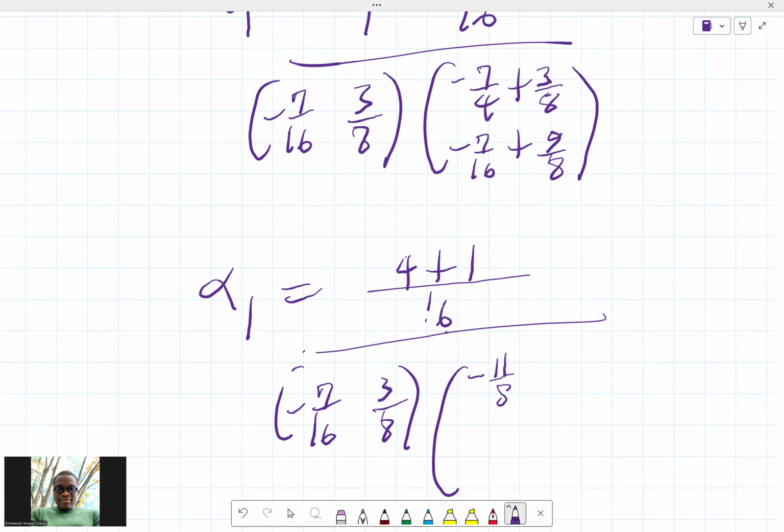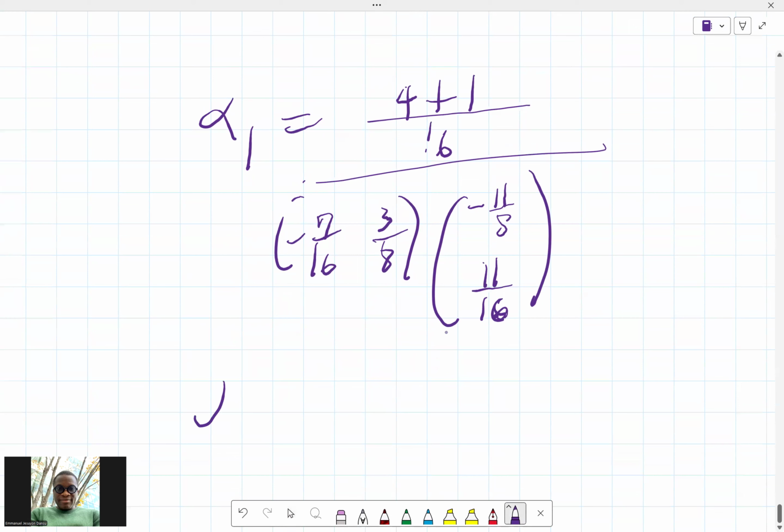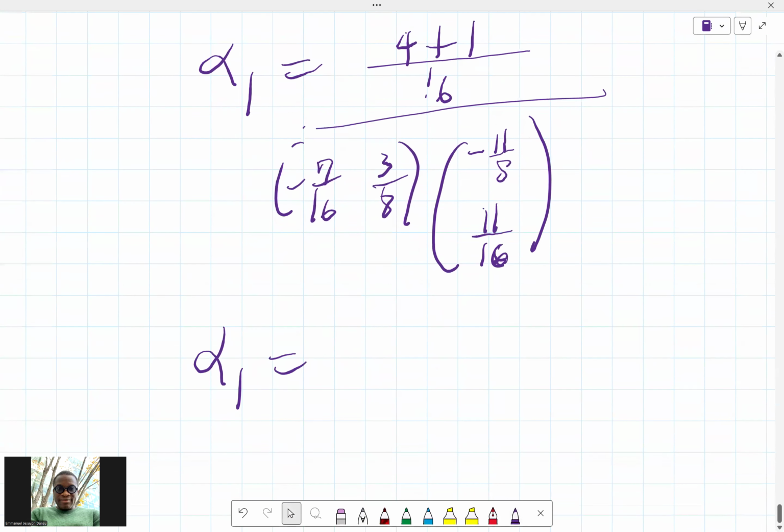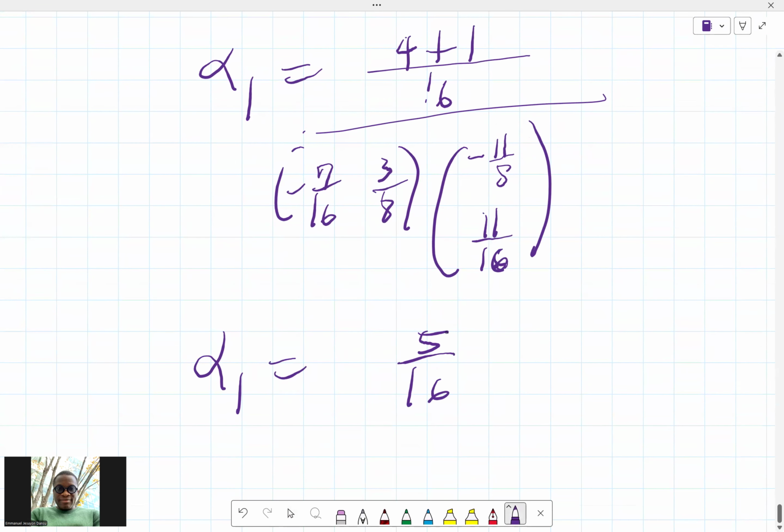Then down here we have minus 7 over 16 plus 18 over 16. So 18 minus 7 is 11, I believe, all over 16, right? Yeah. Okay, so alpha 1 again is 5 over 16 at the top, all over.